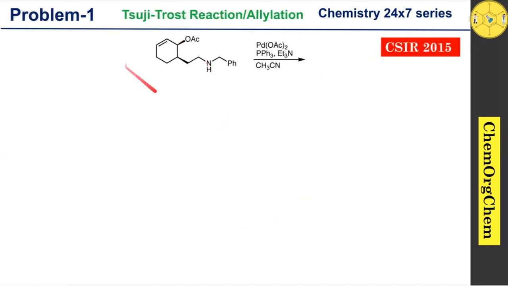So once you see this reaction condition as well as the substrate, most of you get a sense about this reaction. So this reaction is a Tsuji-Trost allylation reaction. We have already discussed the Tsuji-Trost allylation reaction, catalytic cycle and mechanistic detail along with various examples. If anyone missed that video, you can find the link in the description box below.